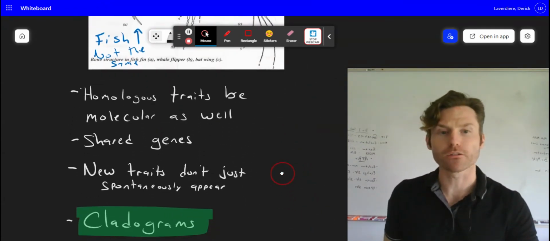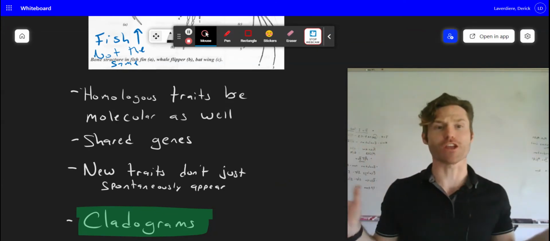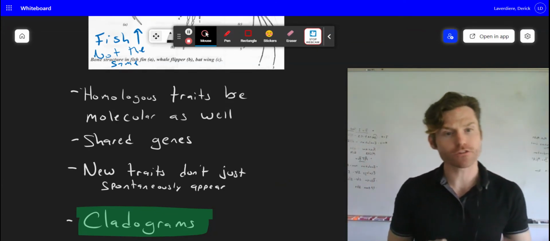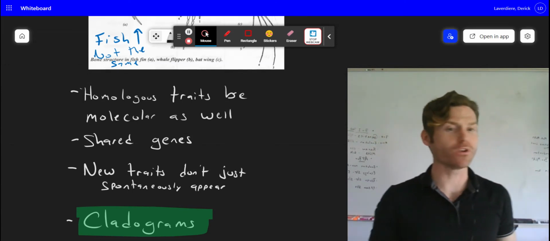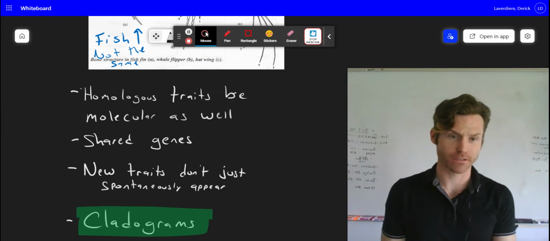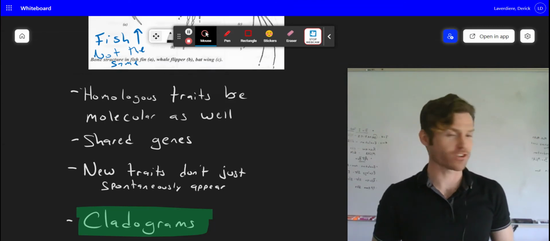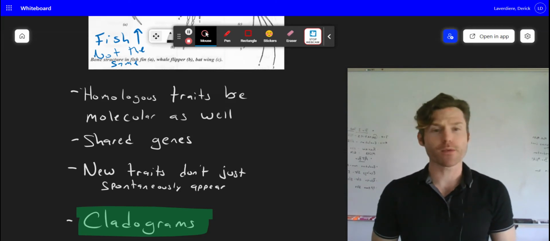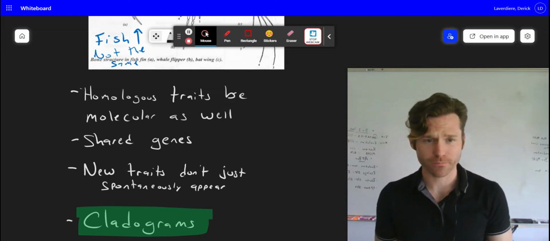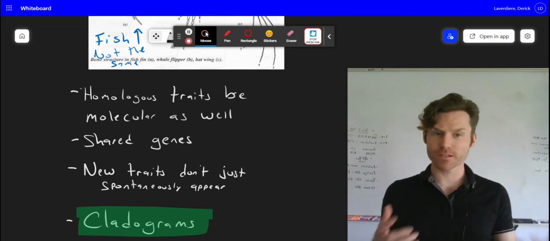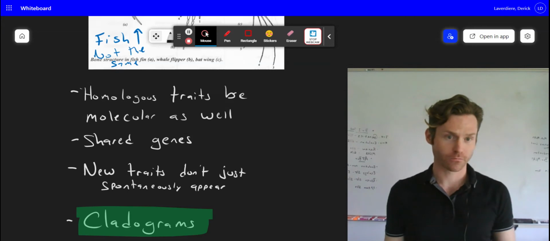Now, not all traits are physical. These don't have to be arm shapes. A lot of the traits that we look at are molecular in nature. And so the way that we do DNA synthesis, the way that we do transcription, translation, the way that we digest food, the stomach acid that we have. These can be conserved traits as well. The way our mitochondria function.